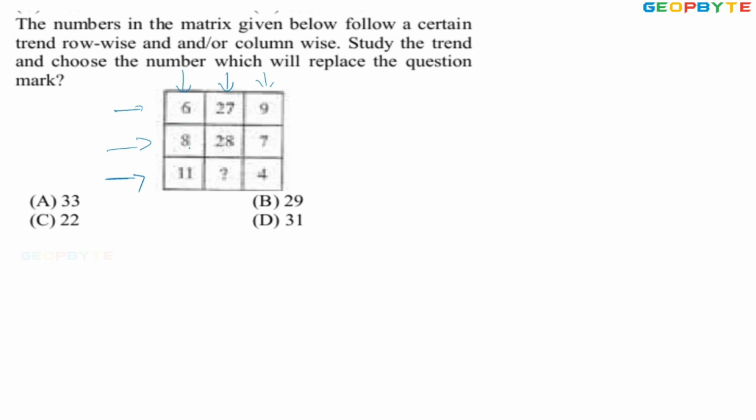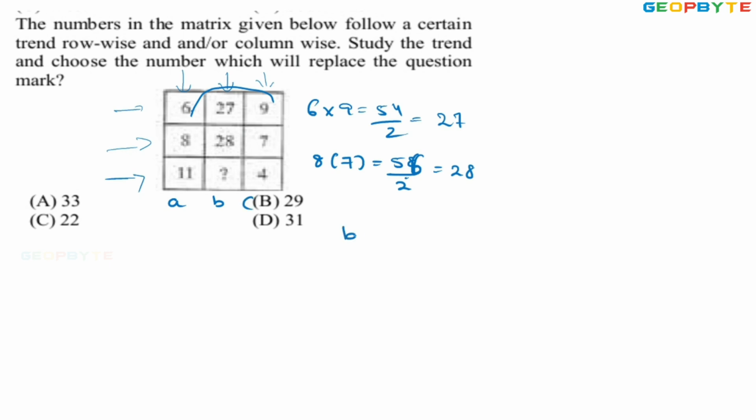So then what is the logic? Simple logic, very easy. 6 into 9, 54 upon 2. Then answer 27. 8 into 7, 56 upon 2, 28. So here logic, suppose this is A, this is B and C. B is equal to A into C upon 2 is the logic. So 11 into 4 upon 2. Then answer is 22. So option C is the answer.